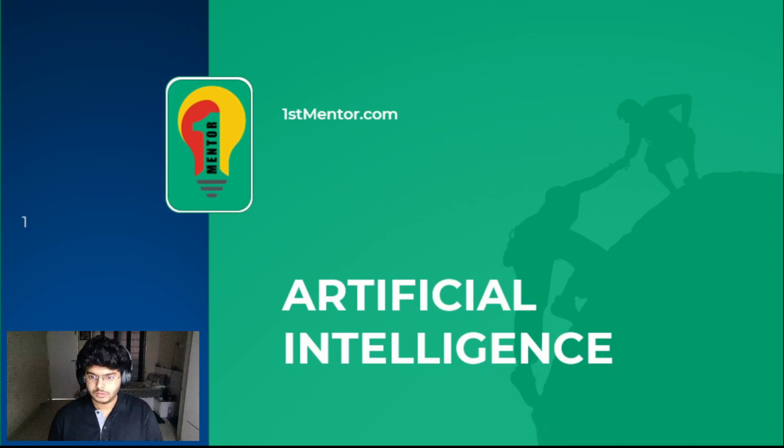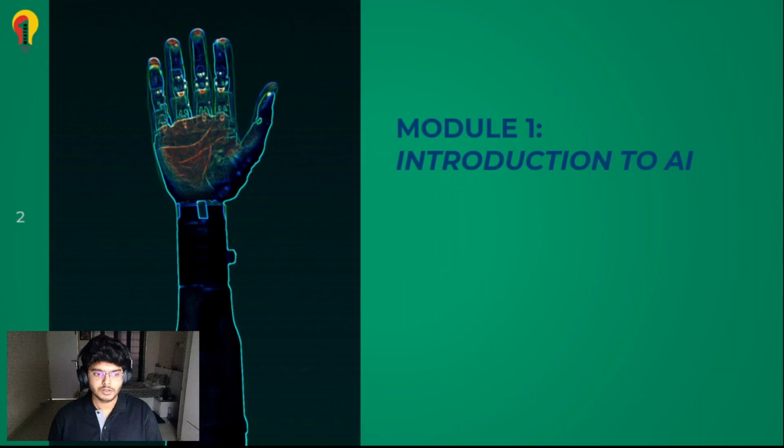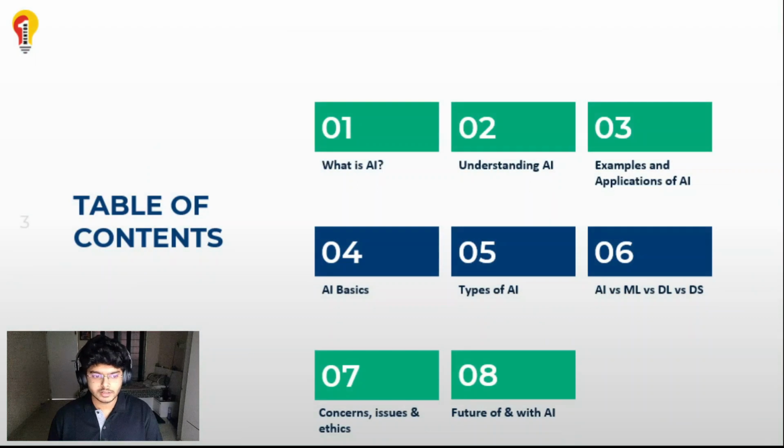Alright, so let's begin with the first module, which is Introduction to AI. And here is the list of all the topics that will be covered in this module that range from what AI is, understanding AI. Then we'll talk about the examples and applications of AI. We'll go through the basics of AI, the types of AI, what are the difference between artificial intelligence, machine learning, deep learning, and data science. We'll also talk about the concerns and issues that lie around this world of AI, and we'll also talk about the future of and with AI.